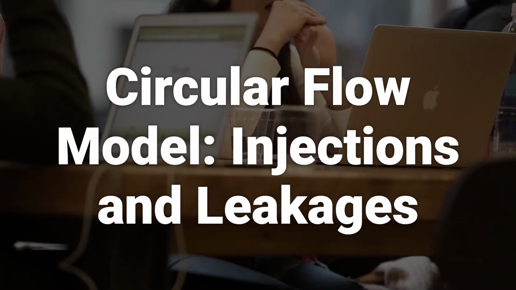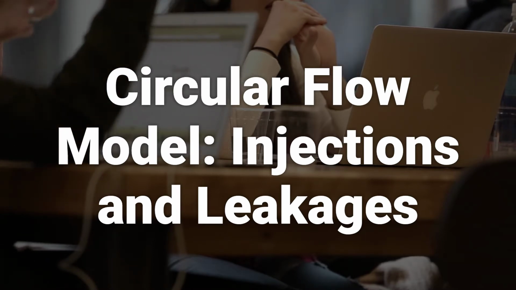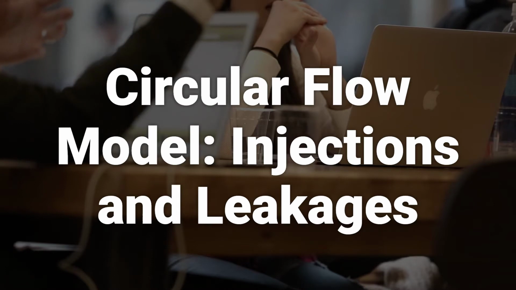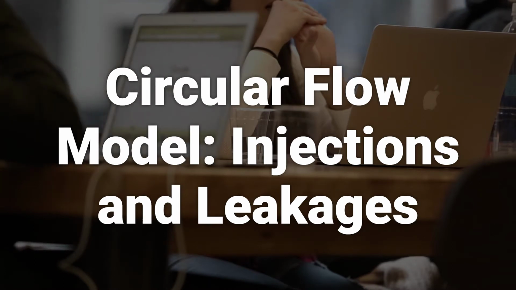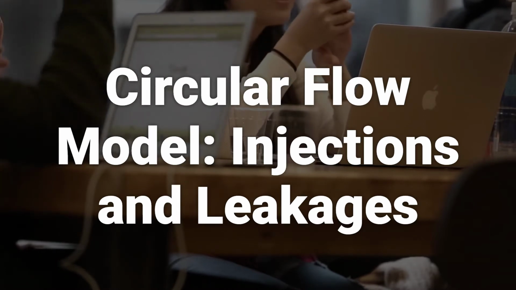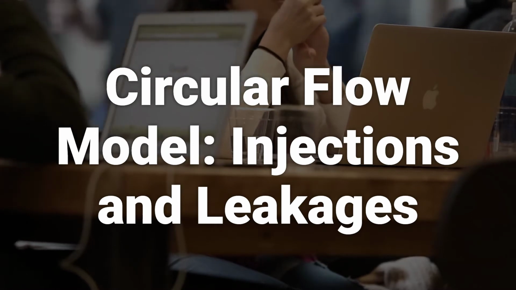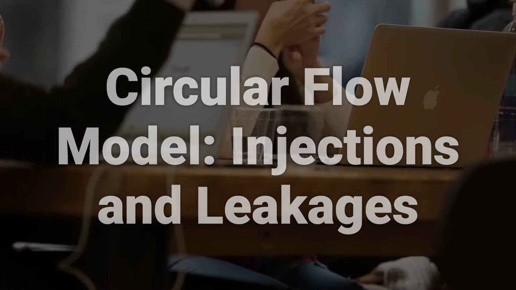In the circular flow model, money is injected into the economy and is withdrawn or leaked through various means as well. Taxes imposed by the government, money paid to foreign companies for imports, and savings by businesses are some examples of leakages.